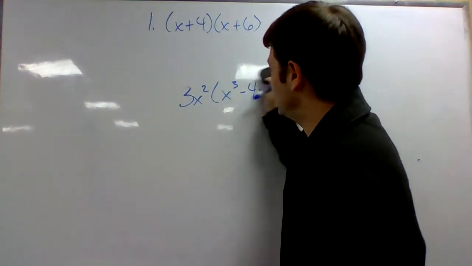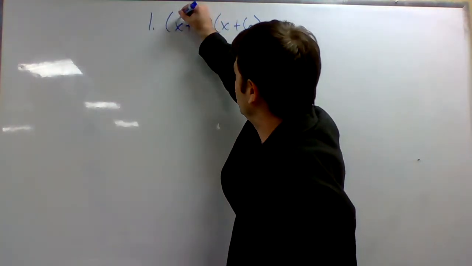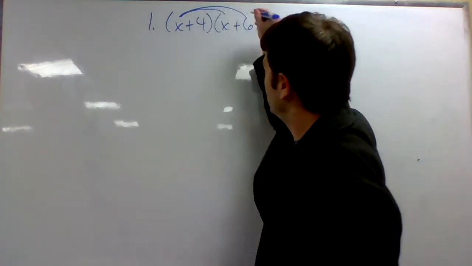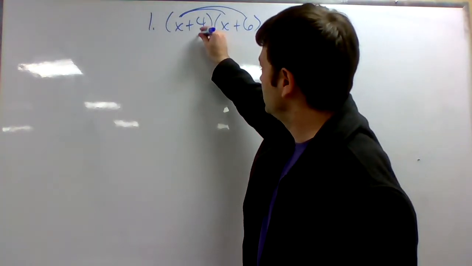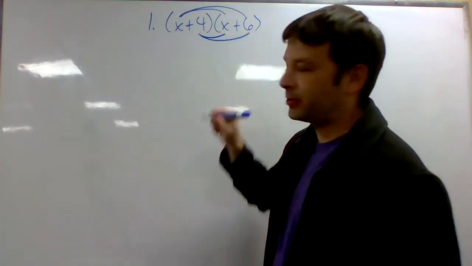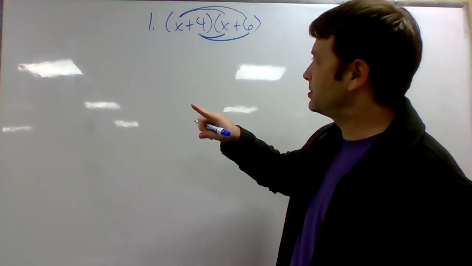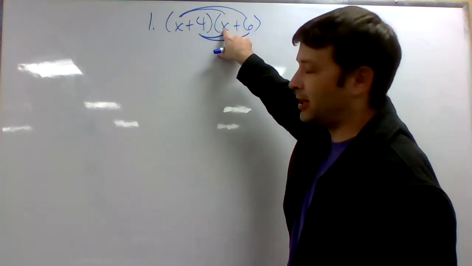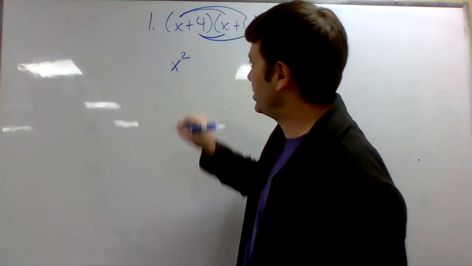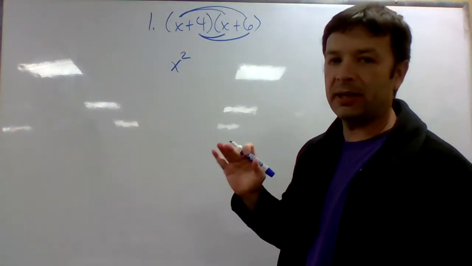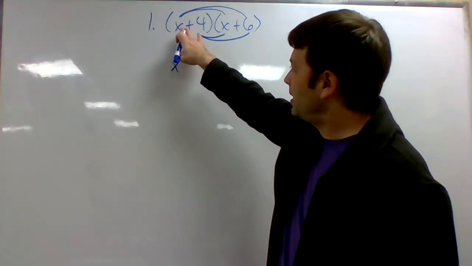Okay, to give you a visual, x up here needs to be multiplied by both terms in the second parentheses. But 4 also needs to be multiplied by both things in the parentheses. So let's start with the x. What is x times x? Well, that would be x squared. That's what x squared means, x times itself.